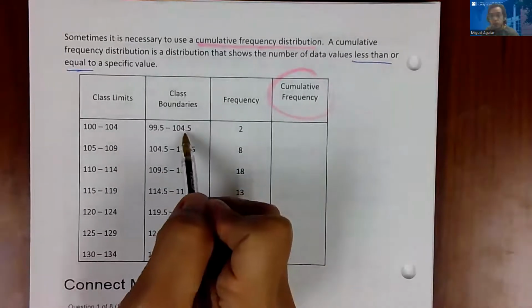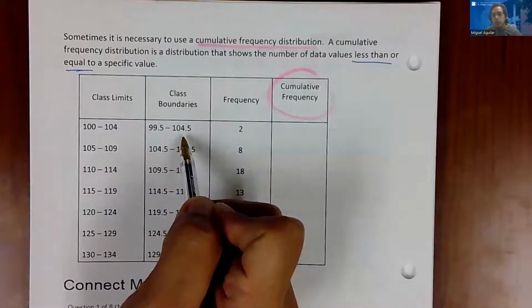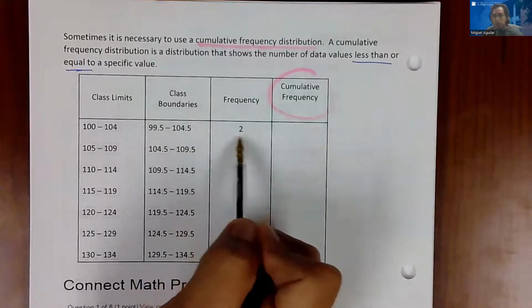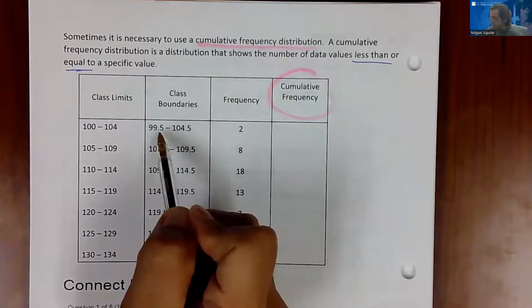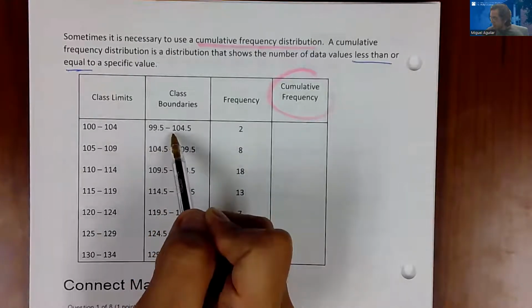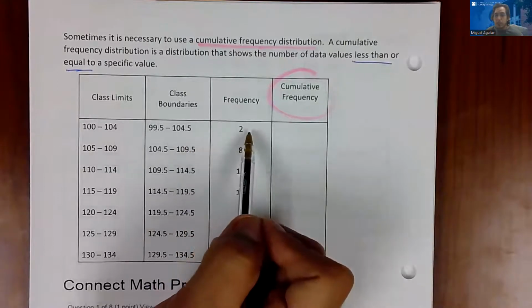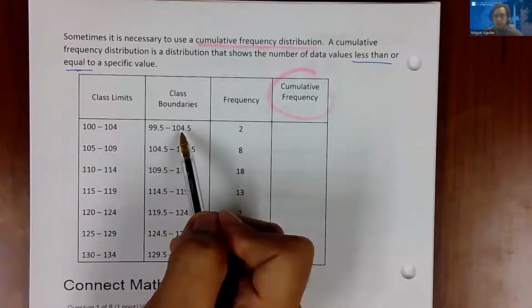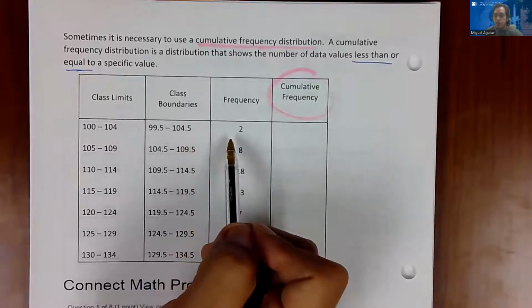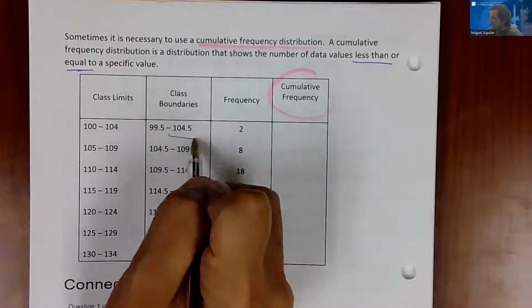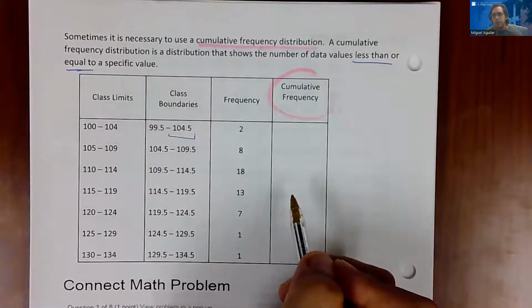If we think about the upper boundary here, what we're saying is that there are 2 data values from our data set that fall between 99.5 and 104.5. You could go into the data set and verify that for yourself just by counting how many data values fall between these 2 numbers. Or you could say that 2 of our data values are below this number, right? That would be the same thing.